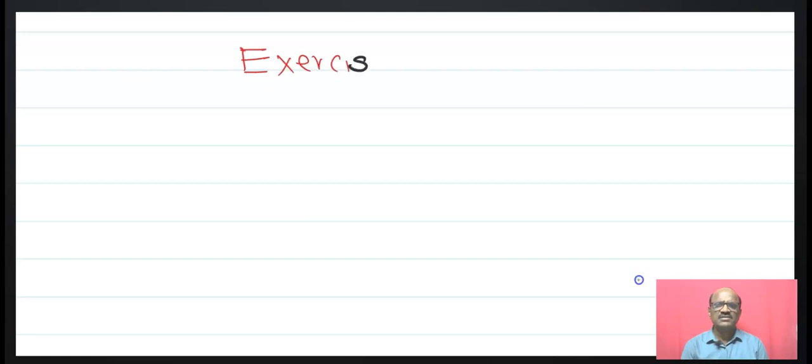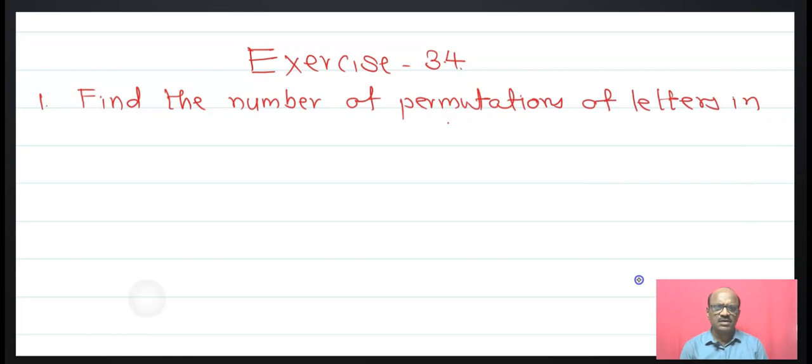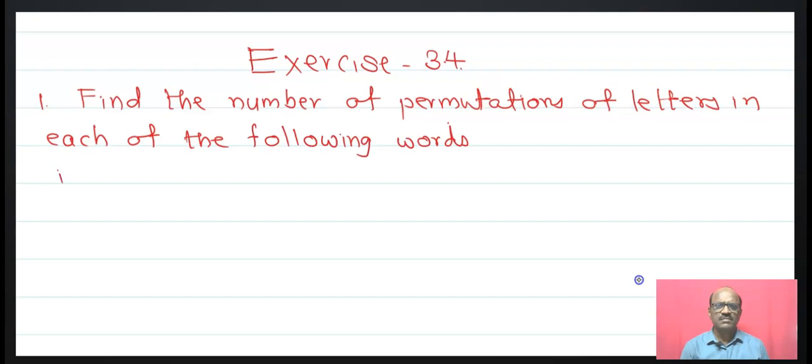Now we'll start the exercise 3.4. Find the number of permutations of the letters in each of the following words. The first is Divya.